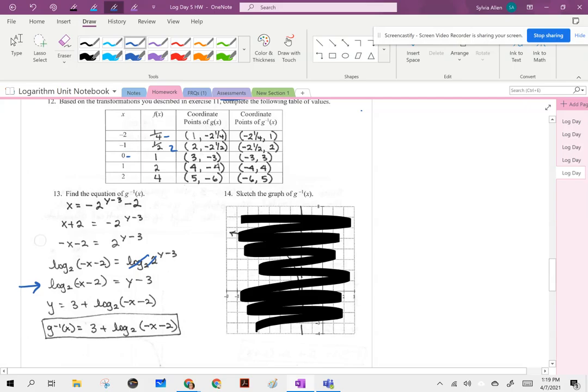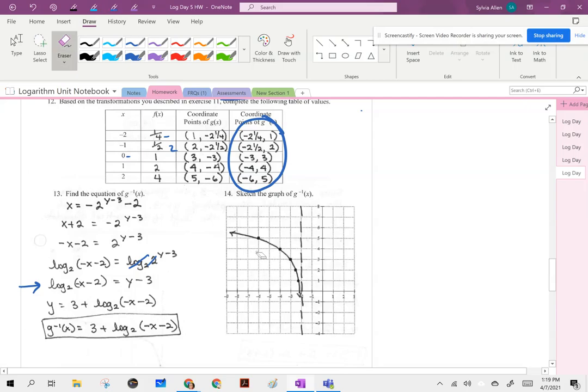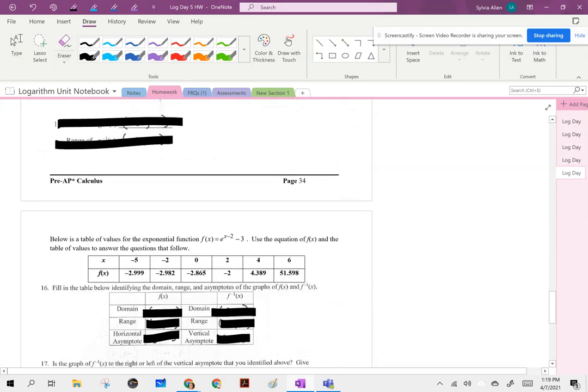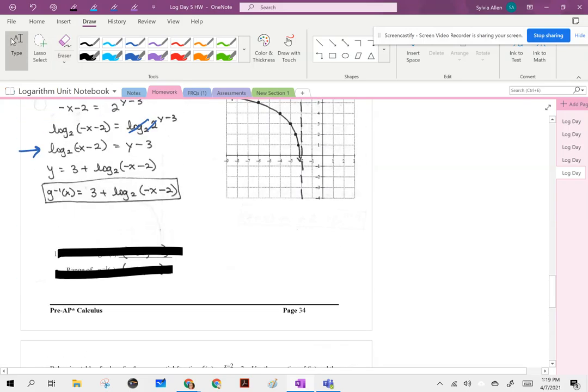Now we're going to sketch the graph. When you sketch the graph, it doesn't matter to me how you do it, but you have the points right here. So make sure those points align up. Then it's asking, I believe, for the domain and range.